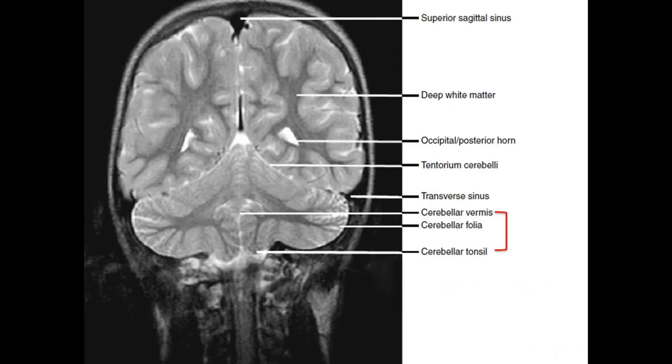This is a coronal view of the cerebrum and cerebellum. This is the cerebellum. It lies below the tentorium cerebelli, which is this thin dura reflection that separates the cerebrum from cerebellum. This is the left cerebellar hemisphere, the right cerebellar hemisphere, the cerebellar vermis at the middle, and the cerebellar tonsil, which is the lowermost part of the cerebellum.